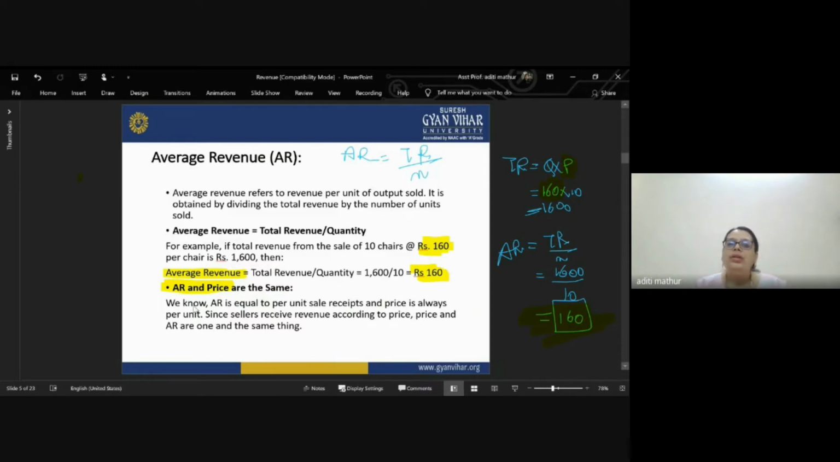Many a time in questions, they try to mislead you by not providing you the price of the commodity directly, but they give you the average revenue. In such cases, you just simply take into consideration the average revenue and calculate the total revenue. So let's solve an example to understand those types of questions.